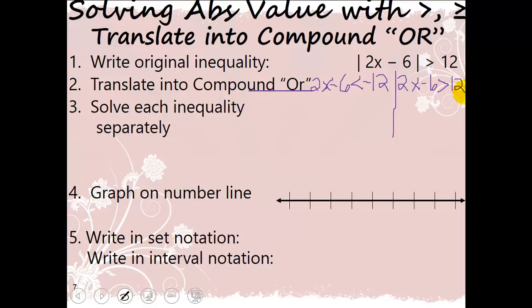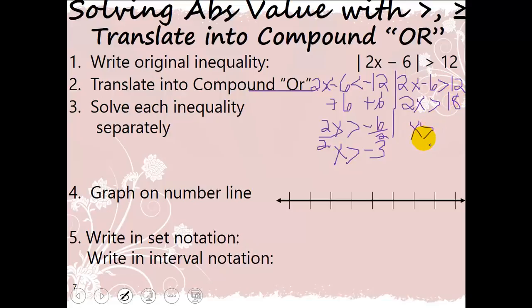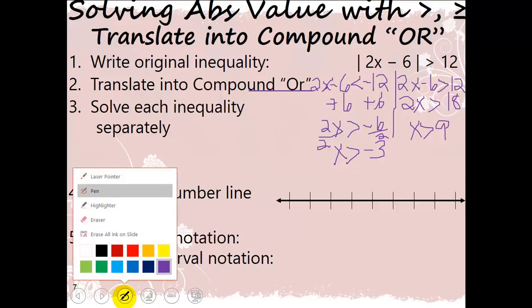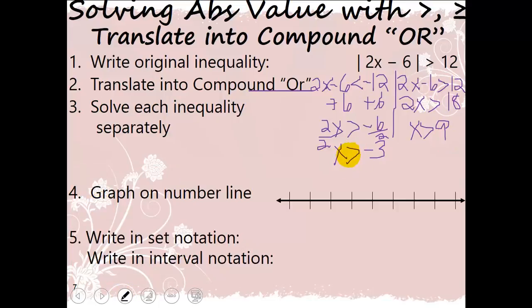So I'm going to add 6, which says that 2x is greater than negative 6. Divide by 2, so x is greater than negative 3. And then 2x is greater than 18, so x is greater than 9. Notice that these are both going greater than, aren't they? Right here, okay?